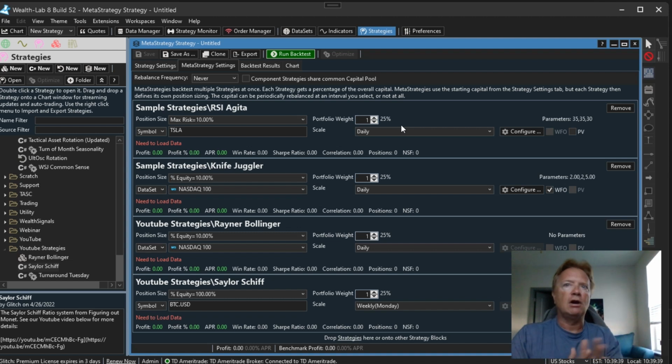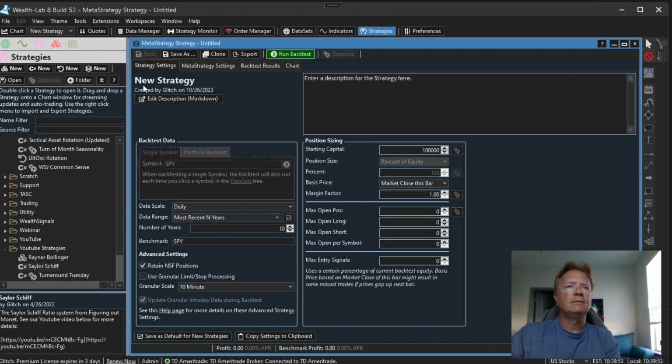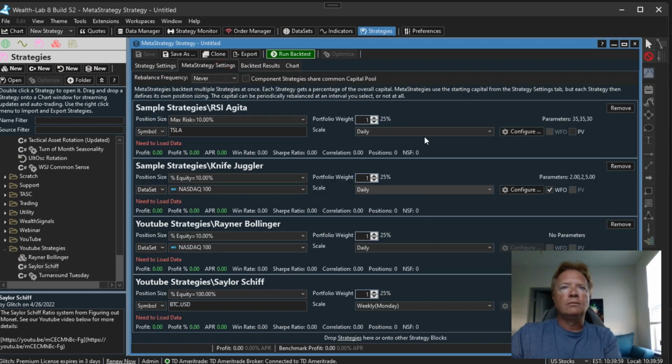I'm first going to turn it off, because if you leave this off, the MetaStrategy runs as it had in previous versions with this portfolio weight. So each component strategy divides up the starting capital of 100,000 in this case into 4 separate pools of capital. So each strategy will be given basically 25,000 simulated dollars to backtest with. And the position sizing of the strategy is based on that 25,000 in this case. So let's run the MetaStrategy.